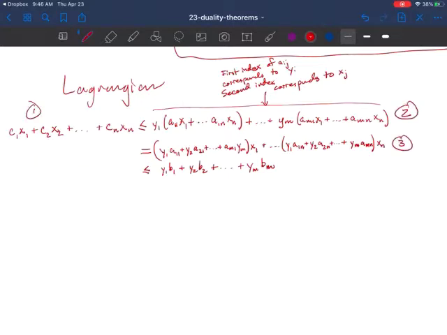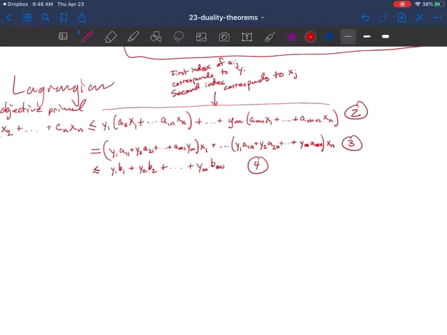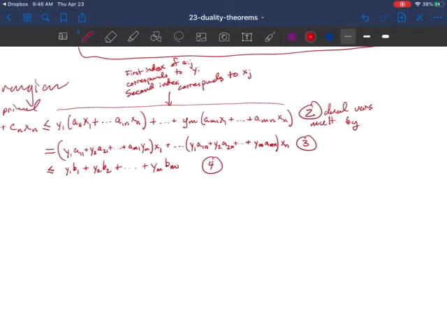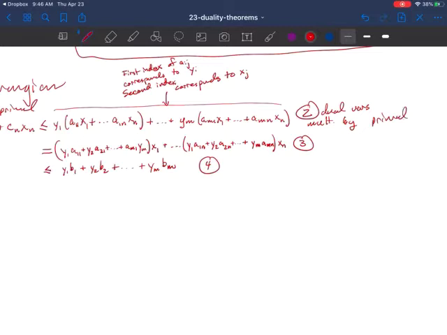Now I can use an expression that some of you have seen in EI: I think of this as the first term, this is the second term, this is the third term, and this is the fourth term. The first term is the objective in the primal. The second term here, I think of as the dual variables multiplied by the primal constraints.